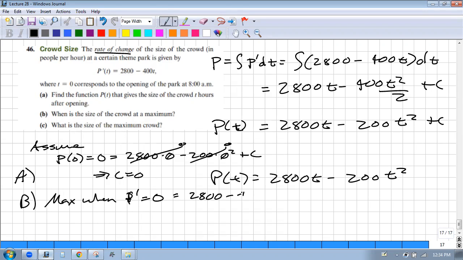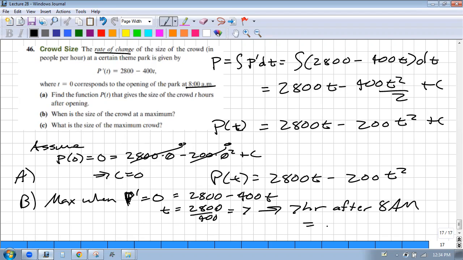2800 minus 400t, they've already given us P prime, right? So if we set that equal to 0, then t would be 2800 over 400, which is 7. So 7 hours after 8 a.m. When is that? 3 p.m. That's when you're going to have the maximum, right? Again, this is a critical point, which could be a minimum or maximum, but we already know the minimum is at time 0 when the park is open.